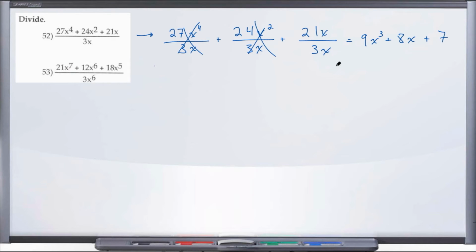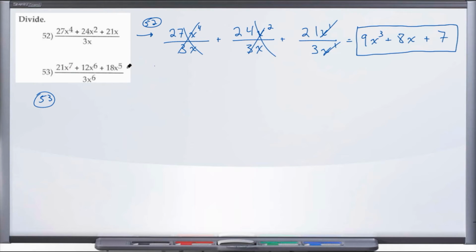And then let's take a look at our x's. Well, we are not top heavy nor bottom heavy because we have x to the first, and so in this case the x's cancel, and so we don't have any x's in our final answer, and there is the final result of our division. We have 9x to the third plus 8x plus 7. All right, let's take a look, and that was 52. Let's take a look at 53.